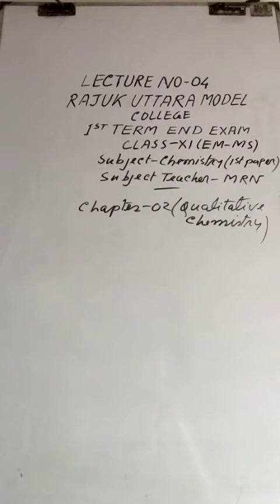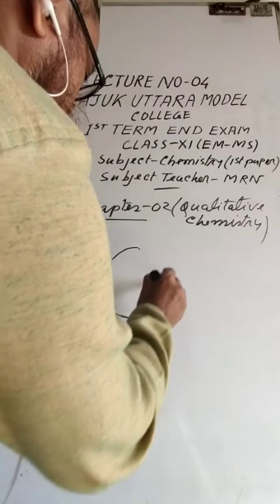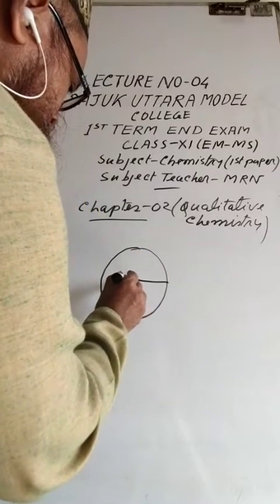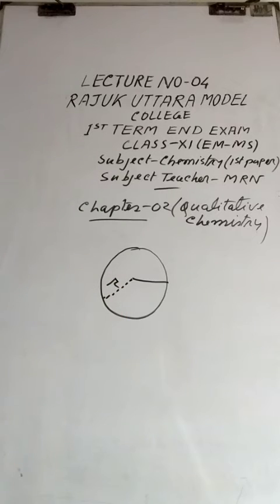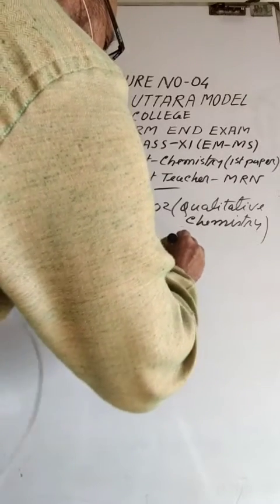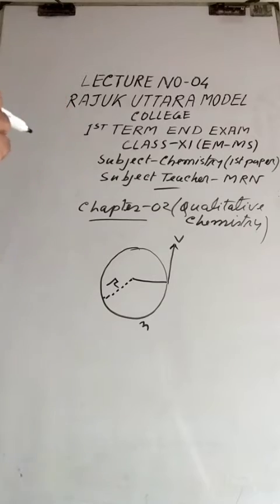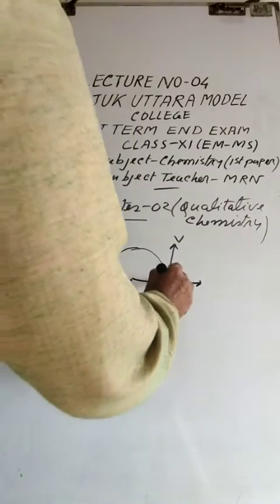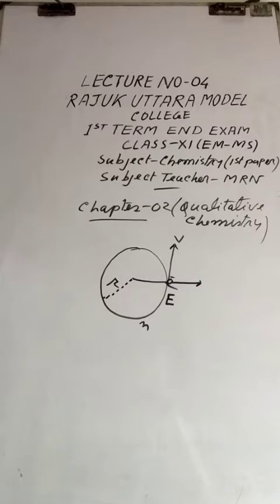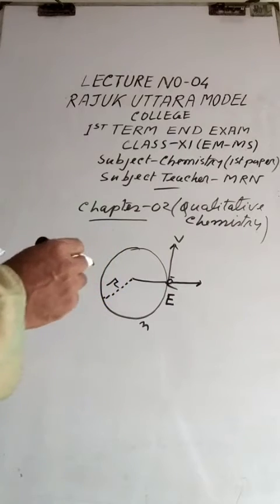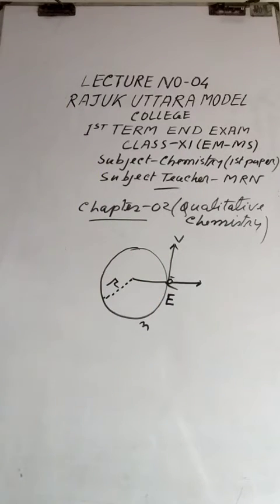Qualitative chemistry. Now we are going to derive the radius of nth orbit, R, nth orbit, velocity of electron V, and energy of an electron, which one is revolving in the orbit of hydrogen atom. This one is hydrogen atom.